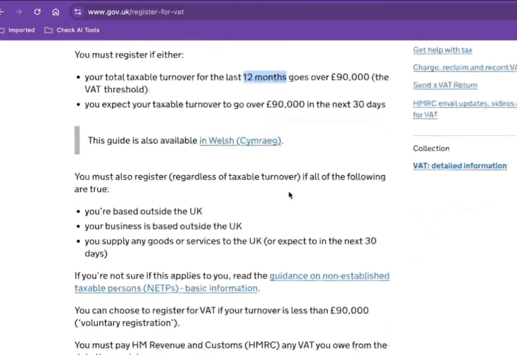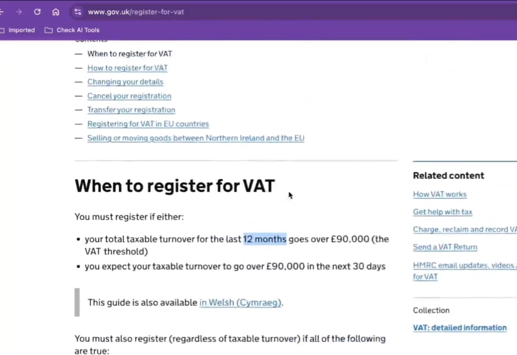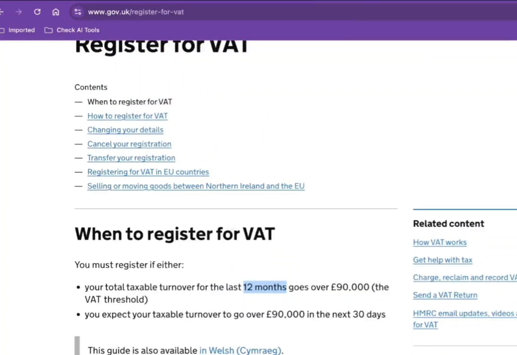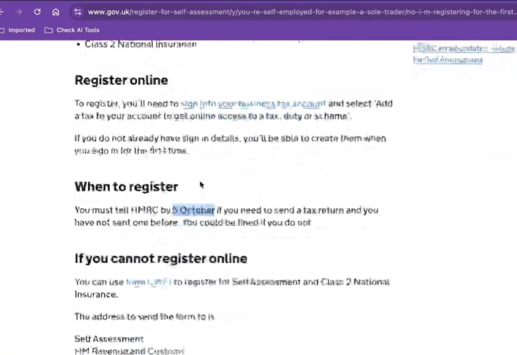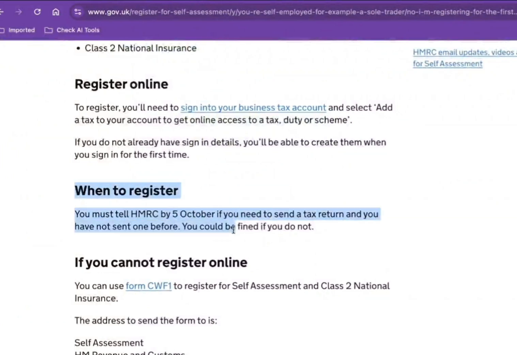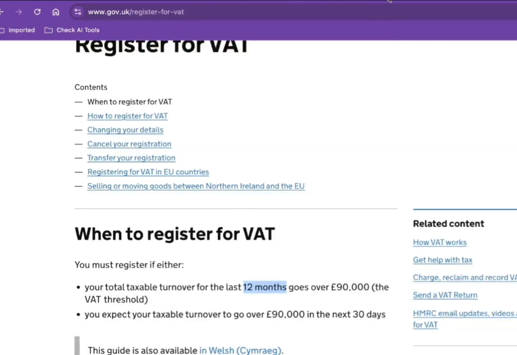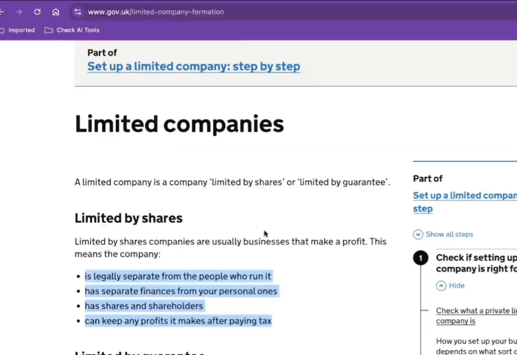So what I recommend at the end, if you want to keep things very, very simple, just simply get a UTR number and register for self-assessment right here. But if you are looking to scale your business, and you think, okay, down the line I'm going to hire people, I want my suppliers to take me seriously, you want to do everything professionally, then registering a limited company is a better idea, and I recommend using Awesome for that.